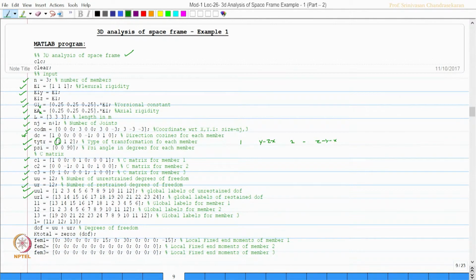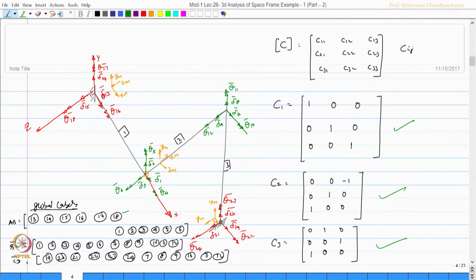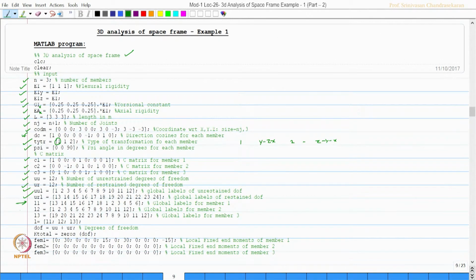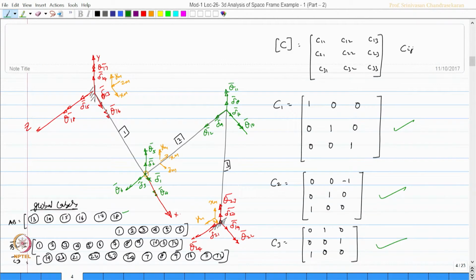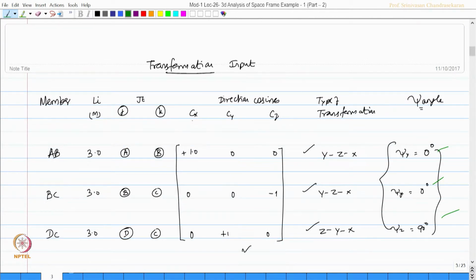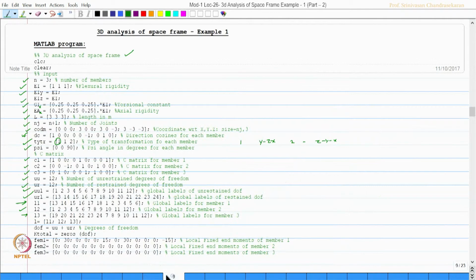Now, the global labels for member 1 are 13 to 18, then 1 to 6, see here global labels 13 to 18, then 1 to 6, we did the same thing exactly here. Then for member 2, 1 to 12 continuous. Then for member 3, 19 to 24, then 7 to 12. We entered that.